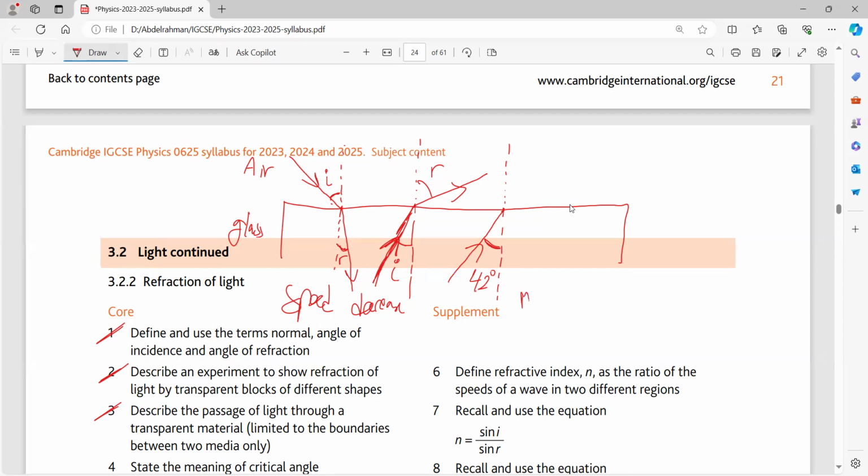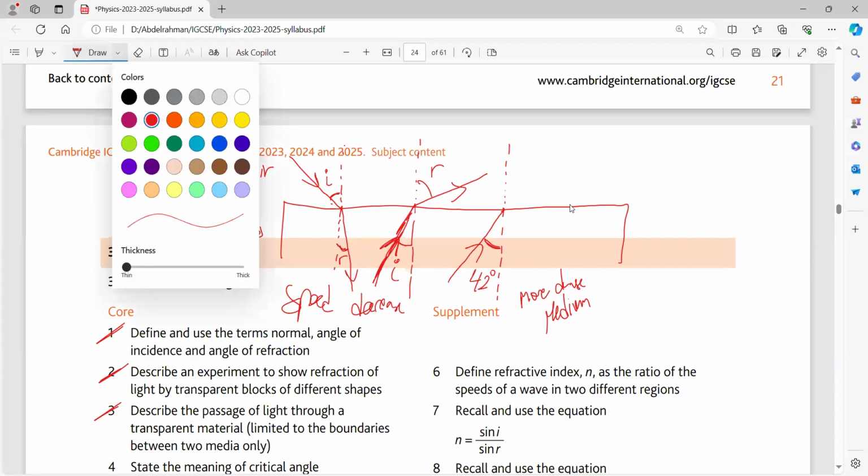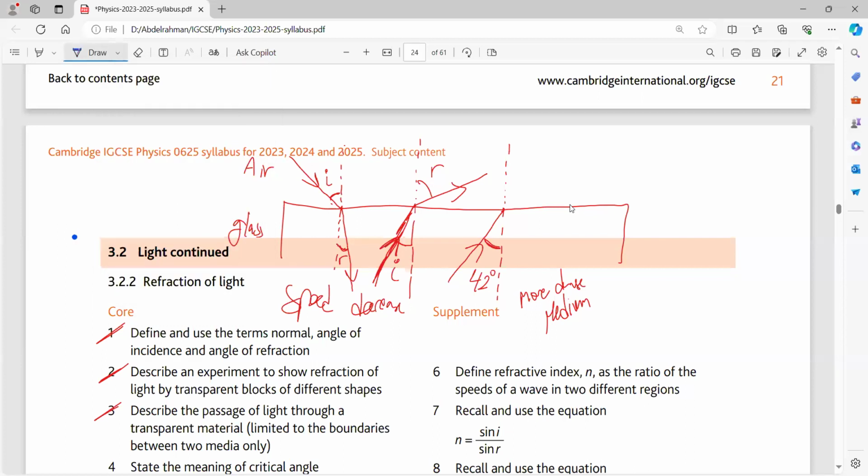This is the more dense medium. This is the glass. What happens when I'm moving from the more dense to the less dense? The angle of refraction increases, but it increases up to a certain point. What is this certain point? It is the critical angle. What happens to the refracted ray at the critical angle? It moves along the surface.